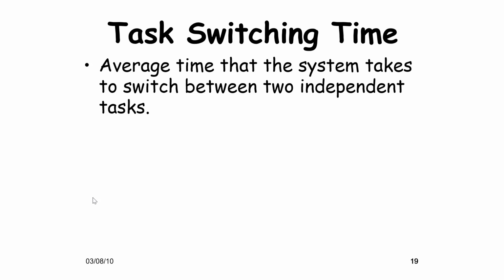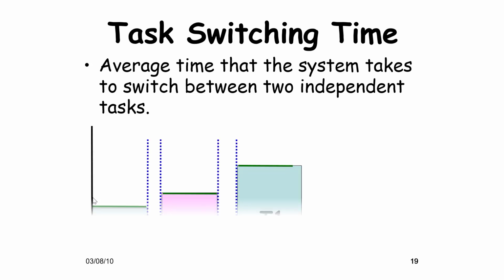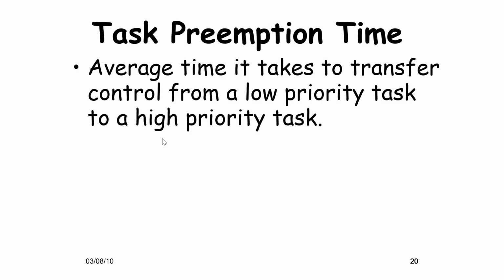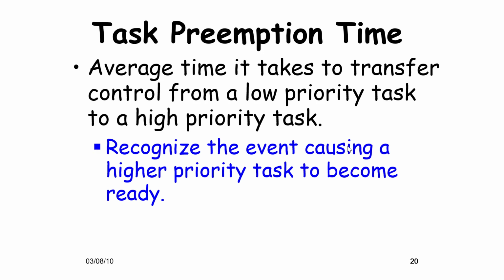Task switching time is the average time that the system takes to switch between two independent tasks, right? So you have task 1, you have task 2, and then the time it takes to switch between them, as we can see, which is this time over here. Task preemption time, on the other hand, is the average time it takes to transfer control from a low priority task to a high priority task, which basically means that a low priority task is running and then a high priority task arrives, right? So, given the fact that the high priority task arrives, how much time does it take to actually transfer control from the low to the high?